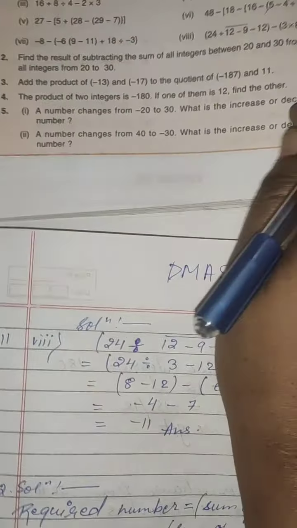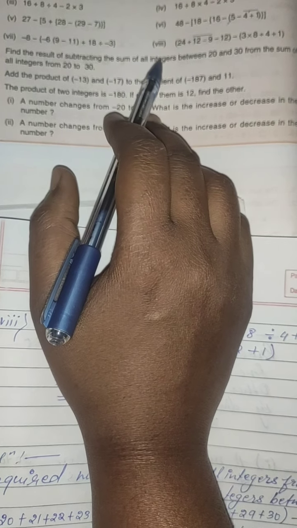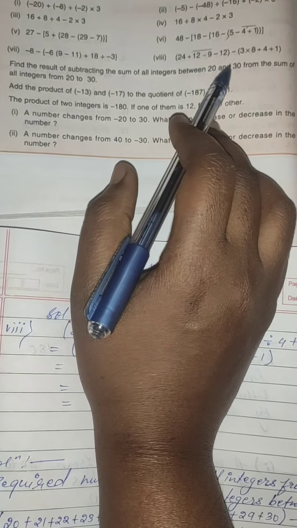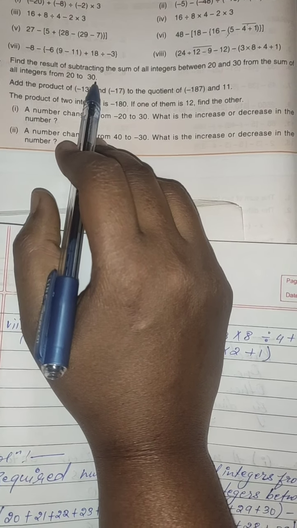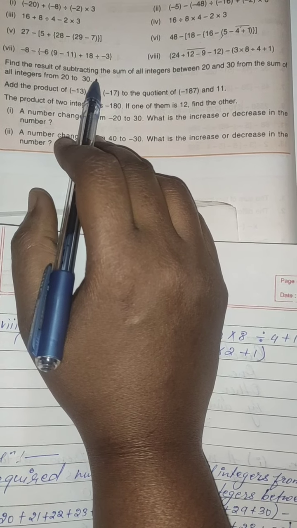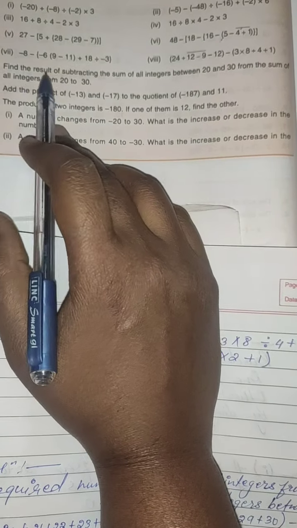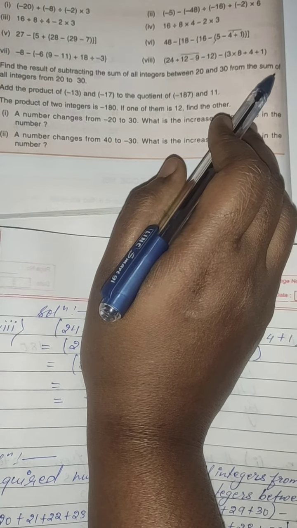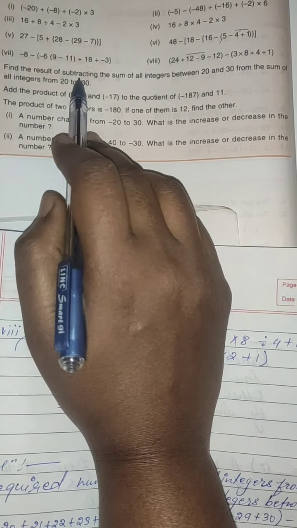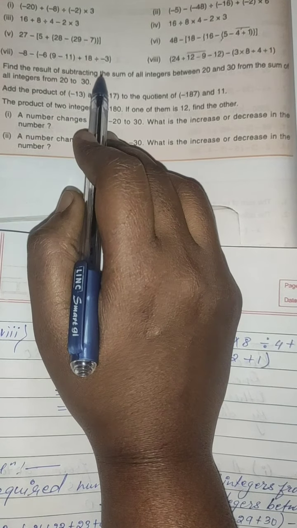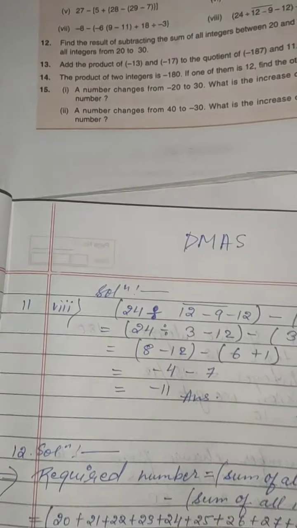Now let's see the 12th question. Find the result of subtraction of the sum of all integers between 20 and 30 from the sum of all the integers from 20 to 30. The question is saying that we have to take the sum of all integers between 20 and 30, and also the sum of all integers from 20 to 30. We will take both and subtract, then tell the result. Now let's see the solution.